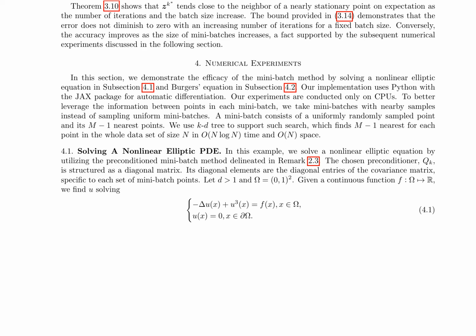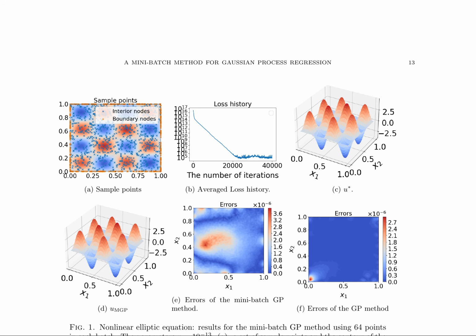Numerical experiments are conducted using Python with the JAX package for automatic differentiation, leveraging information between points in each mini-batch by taking nearby samples. The efficacy of the mini-batch method is demonstrated by solving a nonlinear elliptic equation and Burgers' equation. The authors propose a mini-batch method for Gaussian process regression, applied to nonlinear elliptic and Burgers' equations.